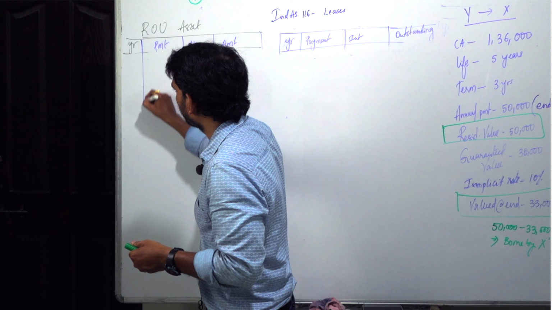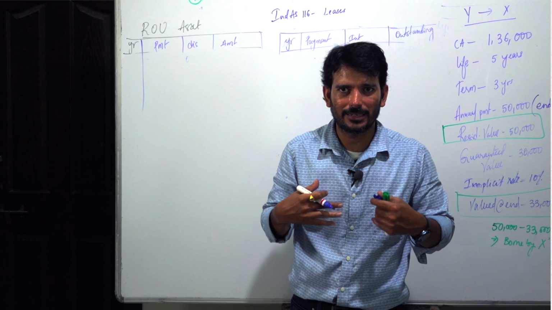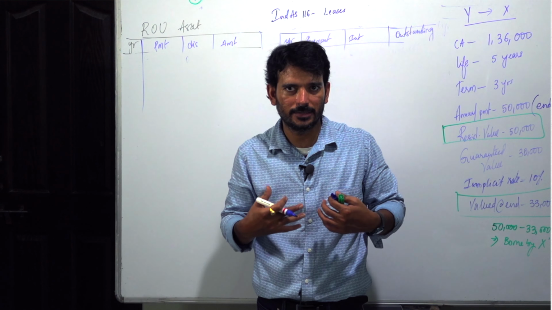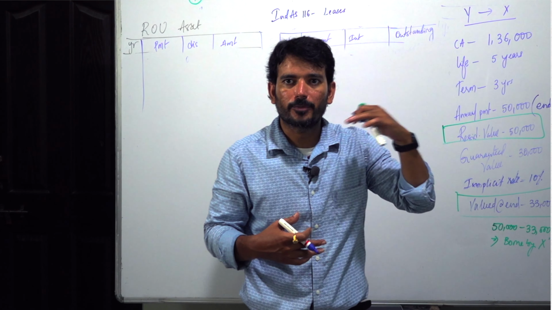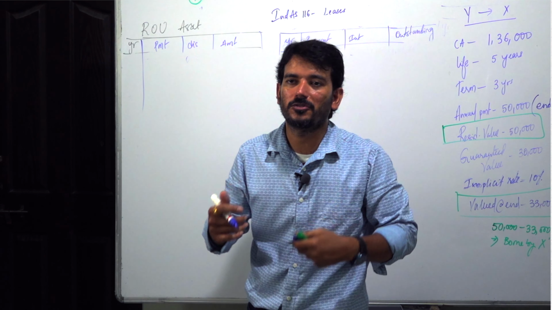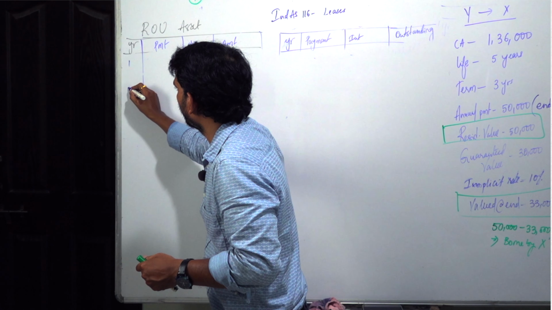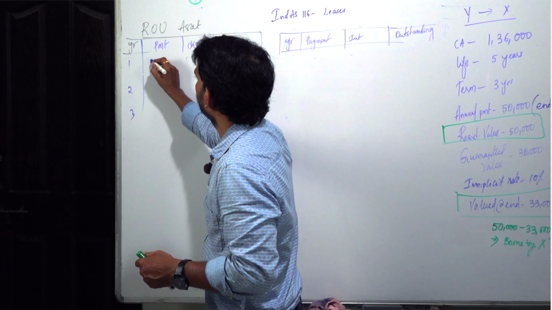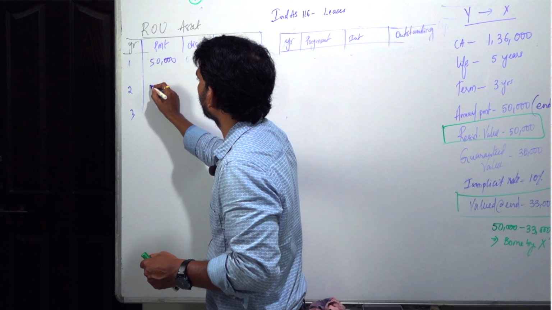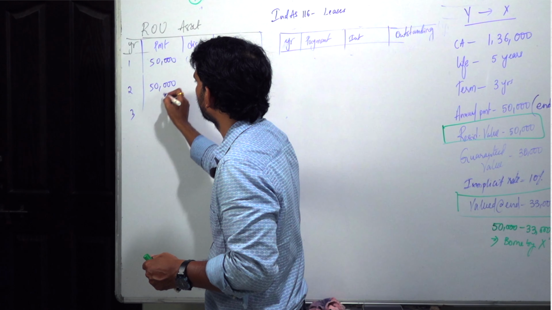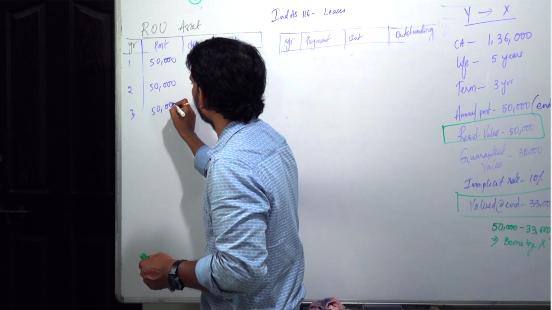Now coming to the question of what your ROU asset will be. I'm thinking from the lessee's point of view. Let's assume that we are the lessee in this question, we are X. We promise that we'll be making a payment of 50,000 rupees each year: year 1, year 2, year 3. The first year I'll pay 50,000 rupees, the second year the same amount, and the third year 50,000 rupees again.